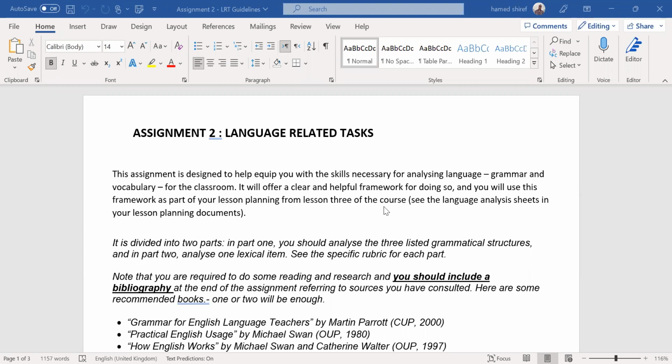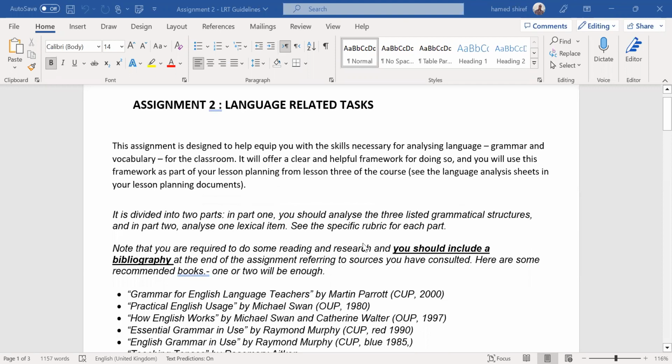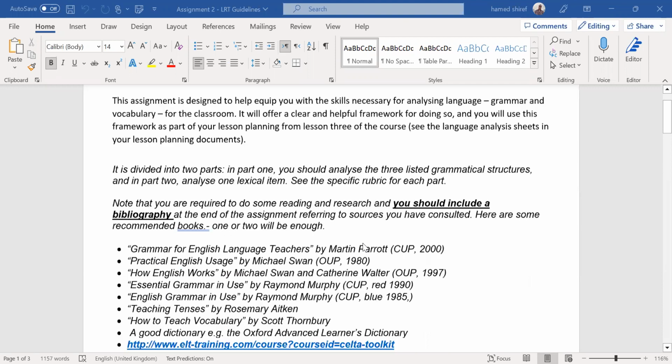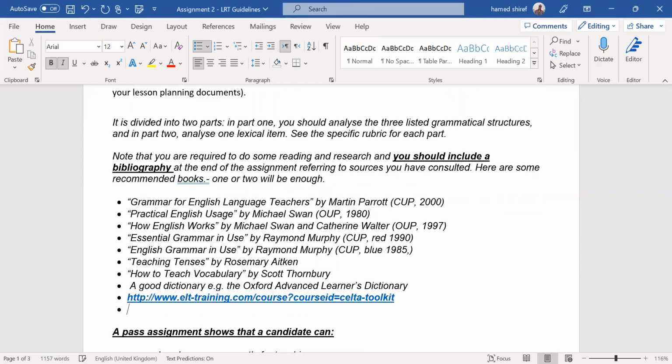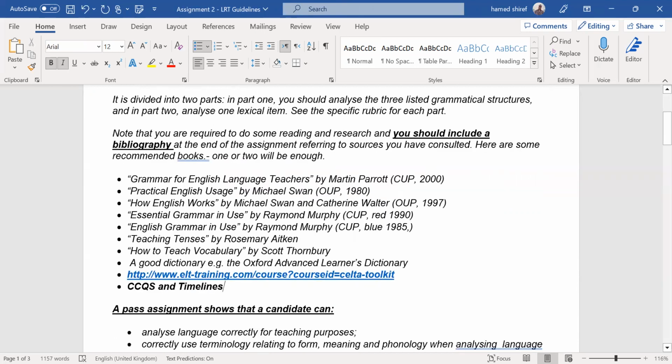Now, in this assignment, basically the tutors will provide you with the structures, either vocabulary or grammar, to use or to analyze. So you will not be choosing anything. You will analyze specific structures or specific vocabulary items provided by your tutors. Now, some of the references that you can use are here. Also, we can add another reference, which is basically a book that is called CCQs and Timelines. Okay, this is a very nice book that you can refer to.